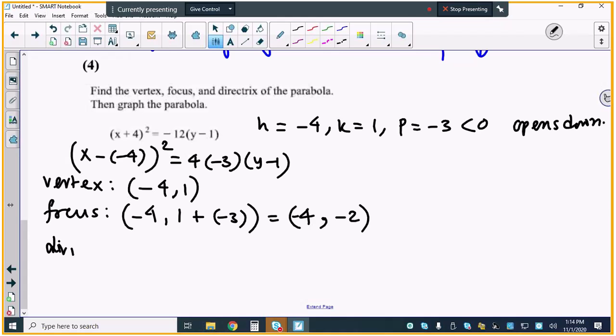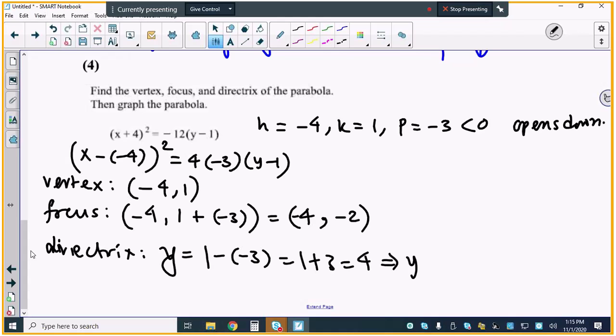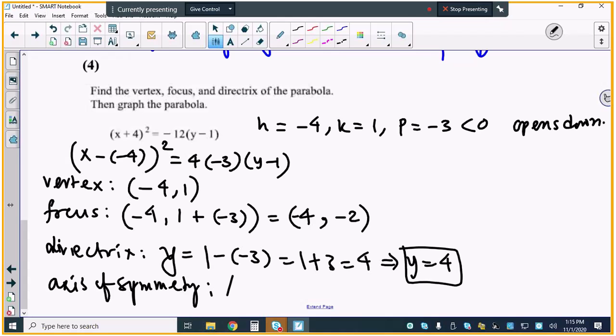Directrix, you subtract the p this time. So you're going to say y equal to, because that's going to be horizontal line, the y coordinate of the vertex minus 3, so that's 1 plus 3, so 4 means y equal to 4. Axis of symmetry, that is going to be vertical line x equal to the x coordinate of the vertex negative 4.